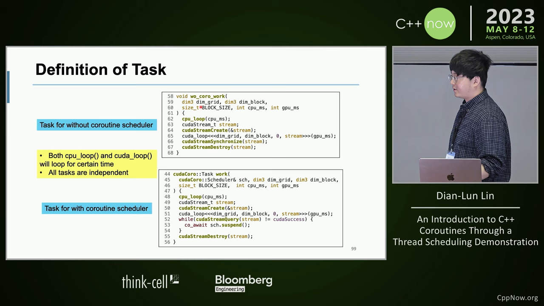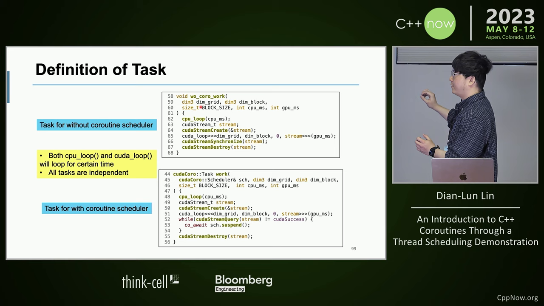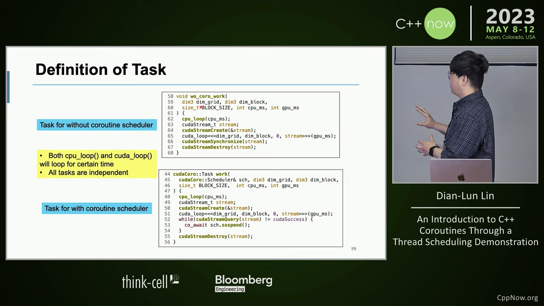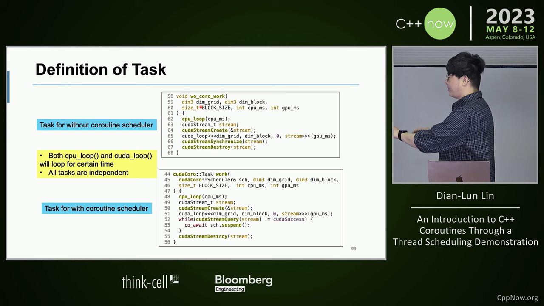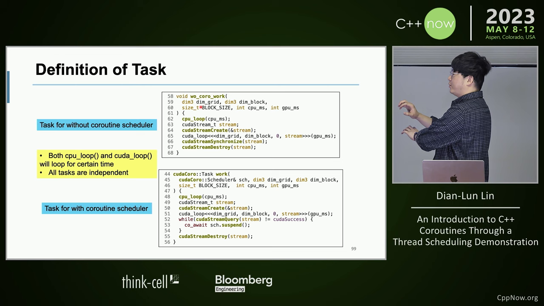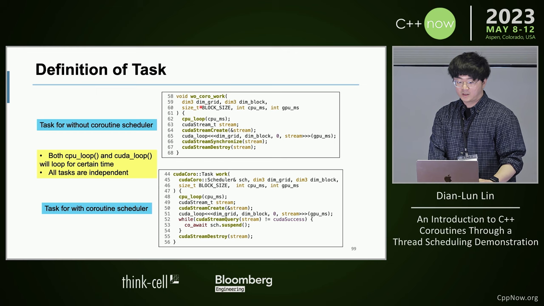So I think you are asking this question. Inside this task, I have CPU work and also GPU work. So when you are executing various numbers of this task, each task may execute CPU work, and maybe another task will execute GPU work, and there will be overlap. Is that your question? Where's the CPU? So CPU loop. It's a function.